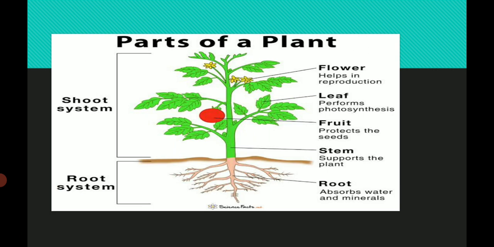Such parts of a plant are known as what? Shoot system. Stem, fruit, leaf, flower, these are the shoot system of a plant, and these parts are visible to us because they are found above the ground. So students, all of you have understood about the parts of a plant, and Emma understood it well. Now you have understood who helps the plants to get water and how plants prepare food.